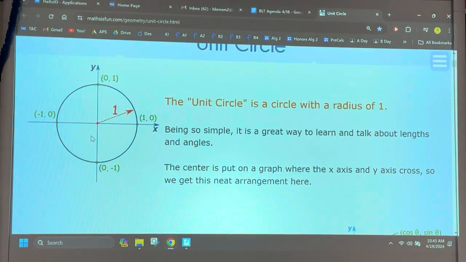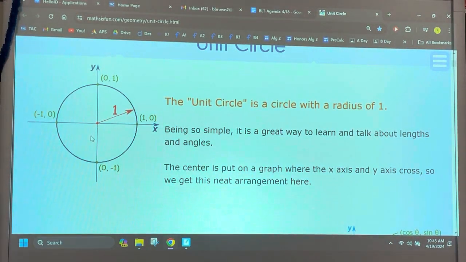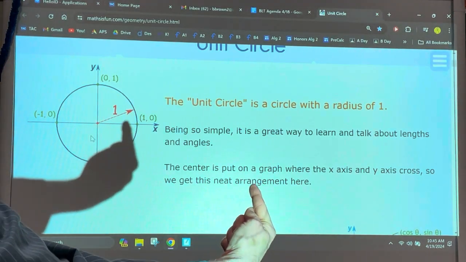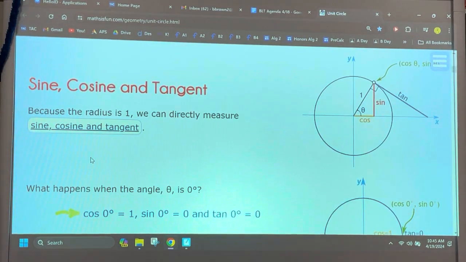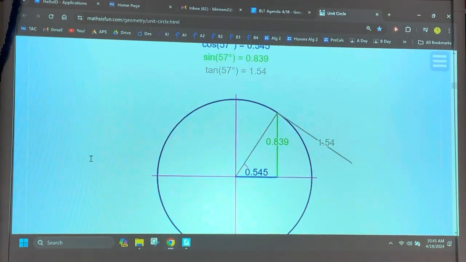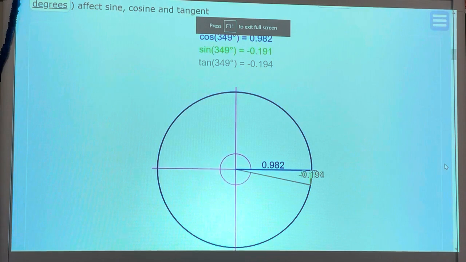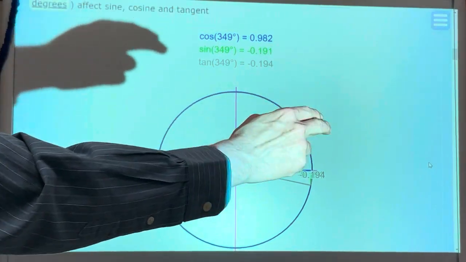There we are. Unit circle is a circle with a radius of 1. We've got our points here. We've got a radius of 1. And again, you could go straight down, you would get a right triangle. So here's our unit circle. We need to pay attention to the different answers up here for different degrees.